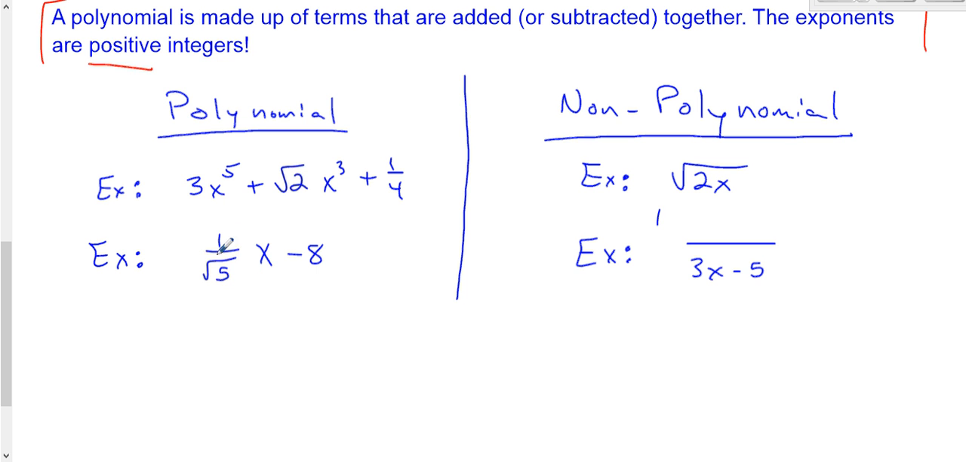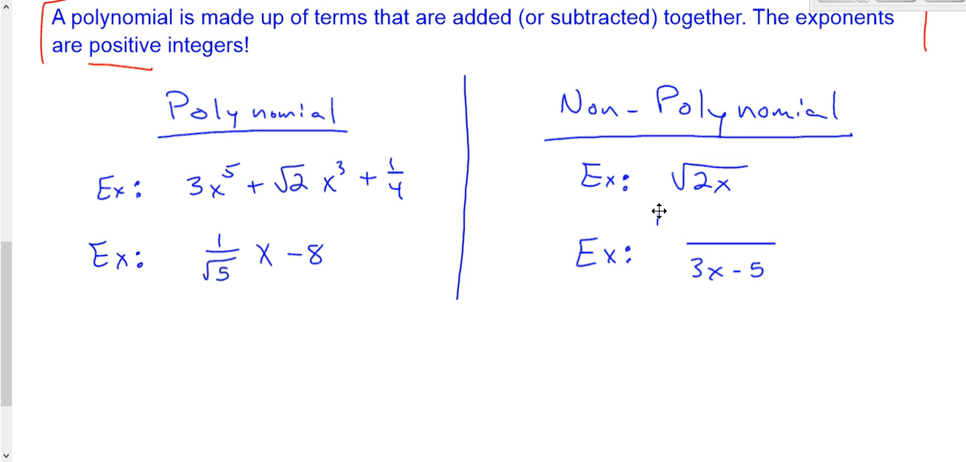Another polynomial would be 1 over the square root of 5 times x. Again, the x is separate, and the x is not in the denominator, because that would give it an exponent of -1. So 1 over the square root of 5 times x minus 8, that is a polynomial.